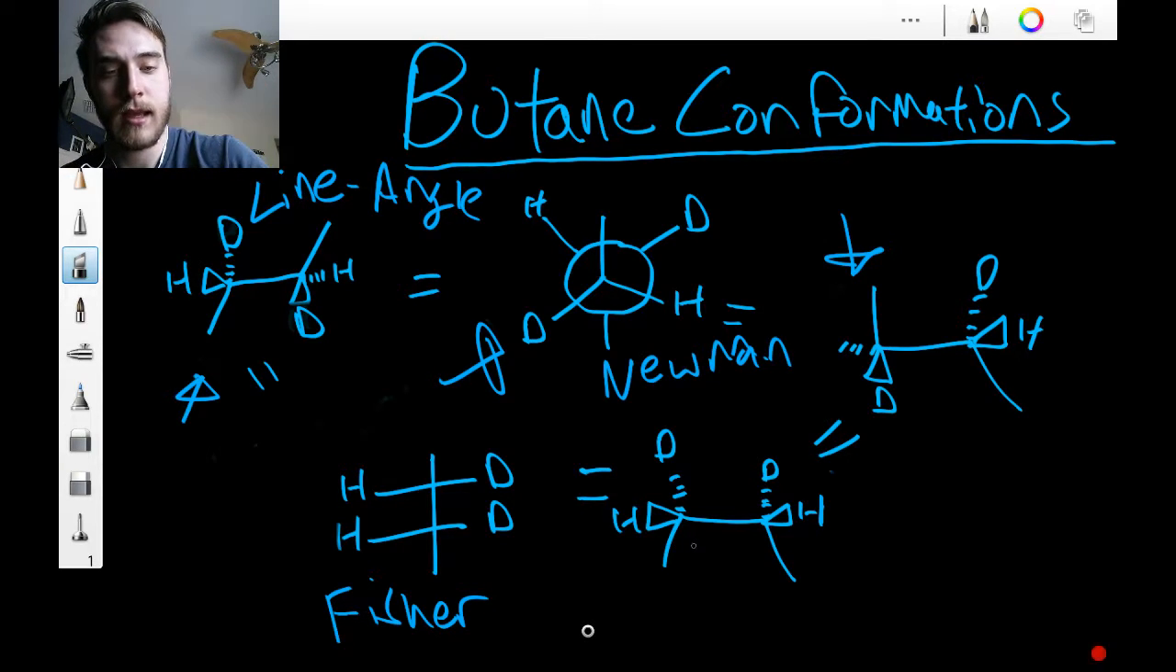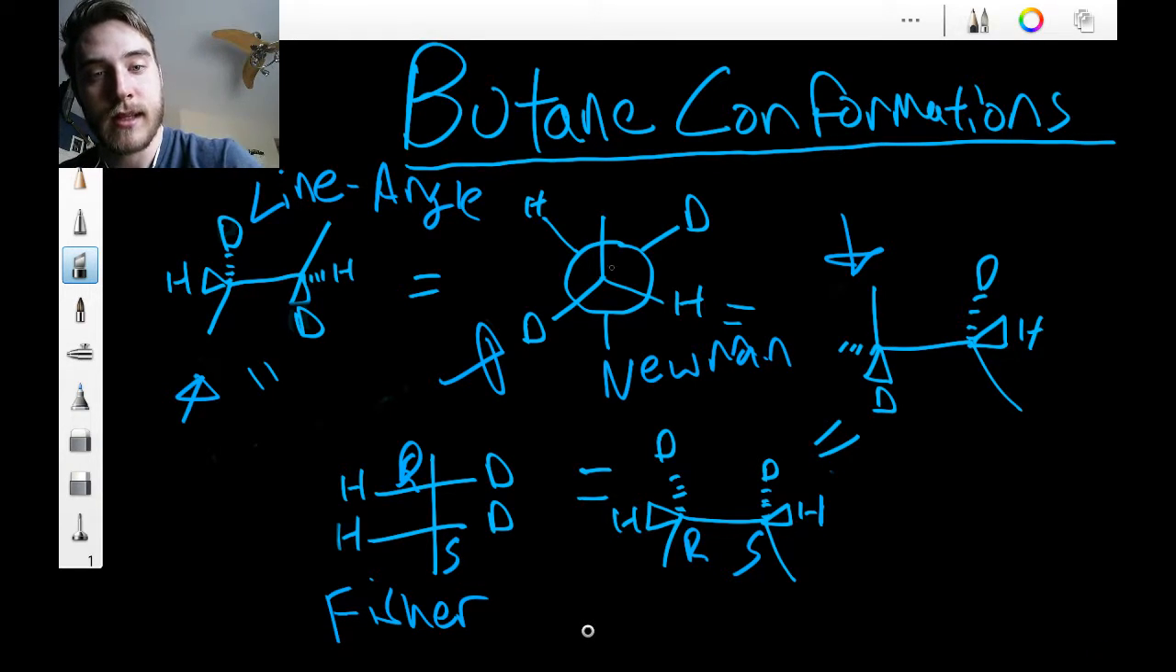We can see that they all have R and S stereochemistry. We would say that this front carbon has S, and the back one would have R.